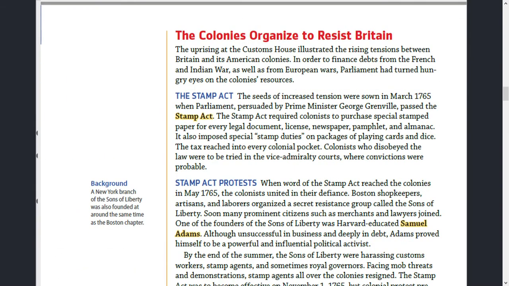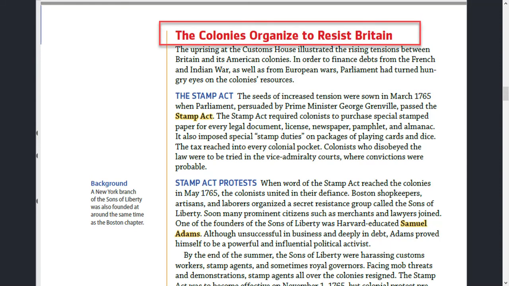Now, in this section, you see how the textbook has laid it out for you with different headings. And these are headings you're going to want to put into your notes. The colonies were organized to resist Britain is the first one. And you would want to be able to explain how the colonies organized to resist Britain, as well as why they organized to resist Britain.